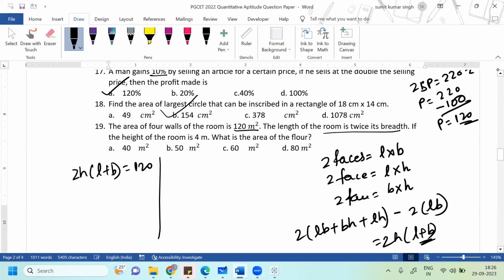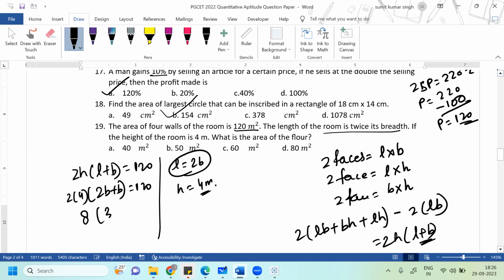The length is twice the breadth. They're telling that length is twice the breadth, and the height is 4 meter. They're giving you all the detail. The height is 4, so 2 into 4, and length is twice the breadth, so in place of length I can write 2 times breadth, plus breadth, is 120. So this is 8 into 3b equal to 120. This is 24b, so breadth is 5, right? 24 times 5 is 120. So your breadth is 5, your length will be 10.